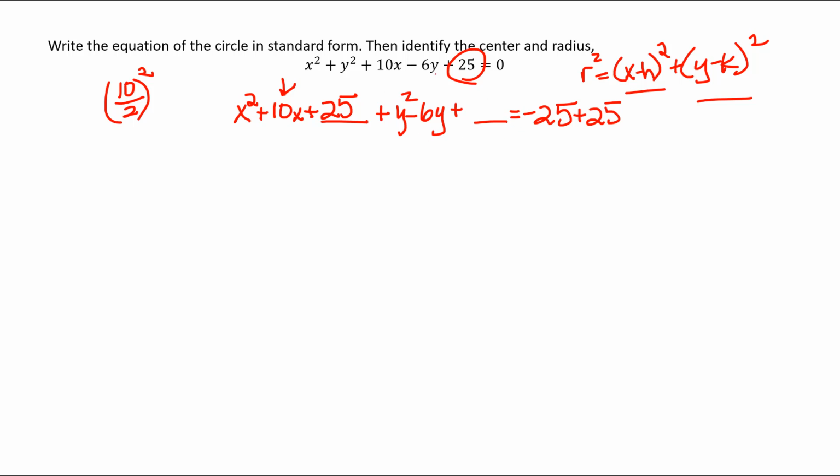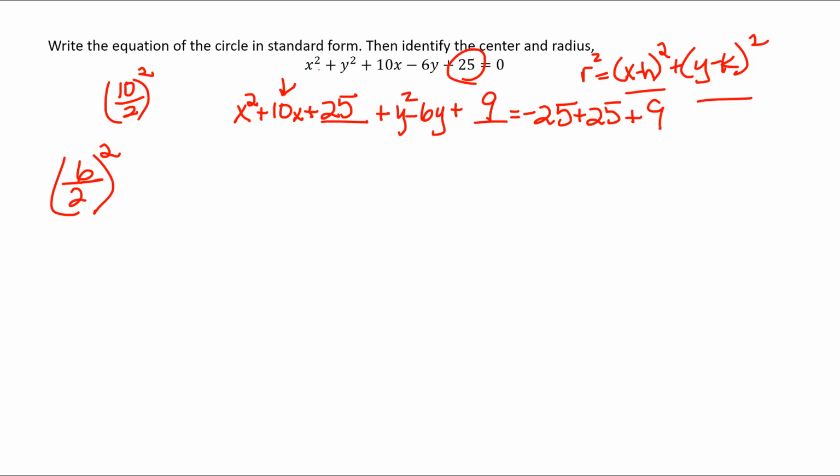Now, for the y squared part, you've got y squared minus 6y plus blank. To figure out what goes in the blank, you take the 6, divide it by 2, and square it. 6 over 2 is 3, square it, you get 9. If you put 9 on that side, you've got to put it on the other side.